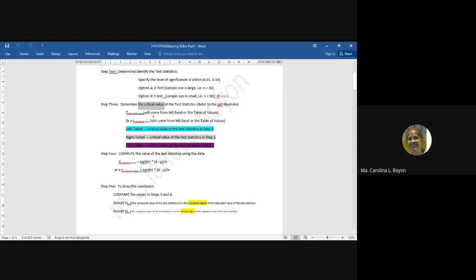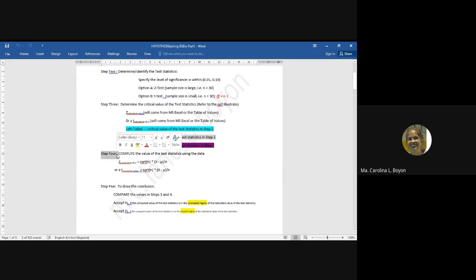So if we're looking at option A, which is a Z test, then we will have to look at the Z value at the alpha you have specified in step 2. If it were option 2 or B, which will be a t-test, then you will have to use both the alpha declared in step 2 and the degrees of freedom that you would have, dependent on the number of observations that you have generated for the research. So for step three, we have the theoretical value.